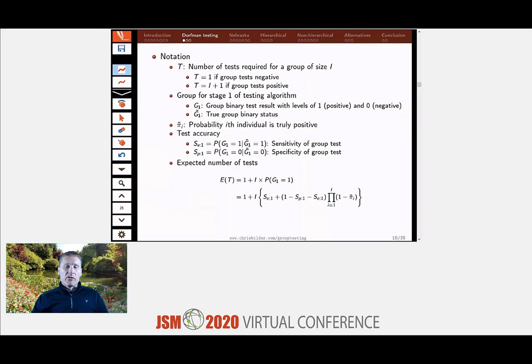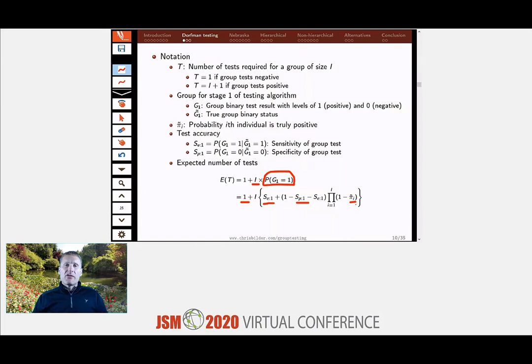Then with that notation, we can come up with a relatively easy expression for the expected number of tests. So the expected value of T is equal to 1 for that initial test that's being performed on the group. And then we have I more tests if G1 is equal to 1, meaning the group tests positive. That corresponding probability can be written in terms of the sensitivity, the specificity, and the true probability of being positive for the ith individual.